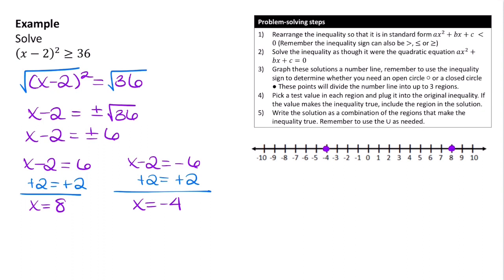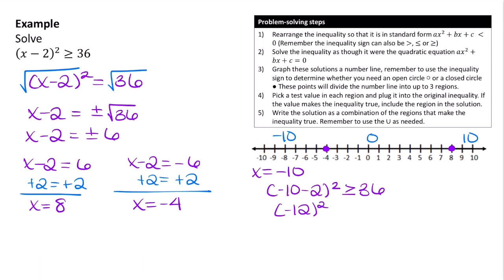So now let's pick a test value in each region. So in this first region, I'm going to use -10. Here I'm going to use 0, and then here let's use 10. Okay, so I'm going to plug into my original inequality now. So if we plug in x = -10, that's going to give us (-10 - 2)² greater than or equal to 36. So we have (-12)² greater than or equal to 36, which tells us that 144 is greater than or equal to 36, which is true. Okay, so that means that this region right here is included in our solution.